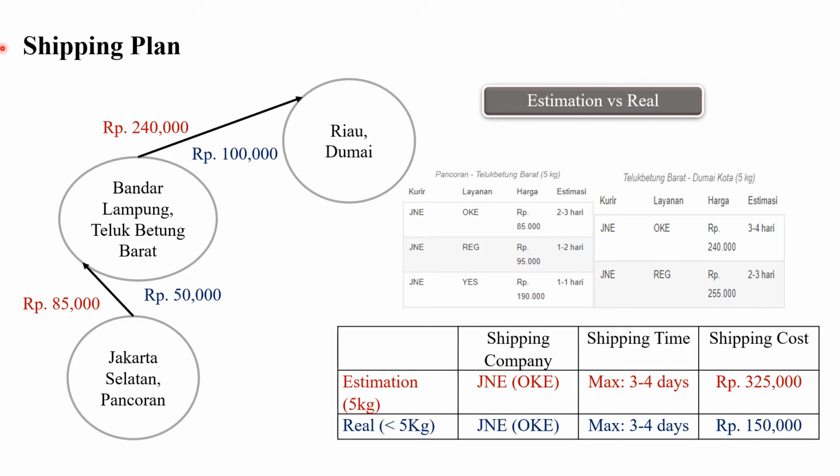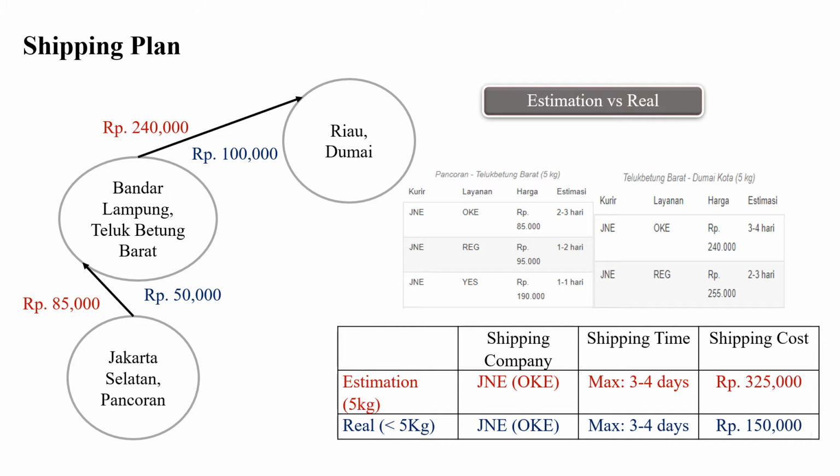Second is the shipping plan. We plan to ship the components twice. The first one is from Jakarta Selatan Pancoran to Bandar Lampung Teluk Bentung Barat, and then from Lampung we ship again to Riau Dumai. The estimated price is represented by the red color. This estimated price is for 5 kilograms of components. However, we have less weight of components, so the real shipping cost is much cheaper than what we have estimated.